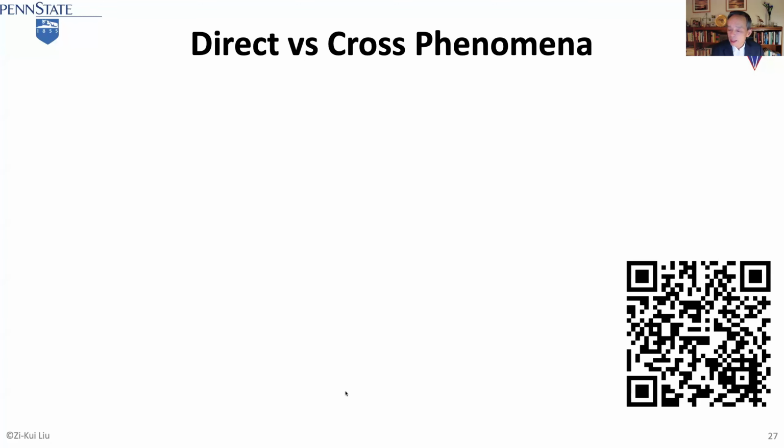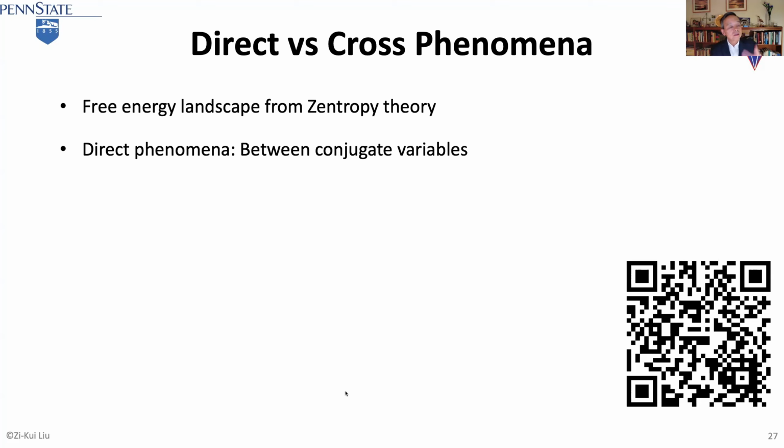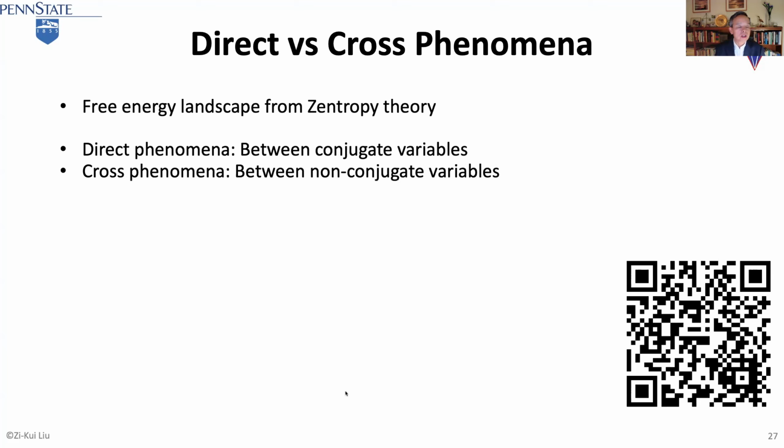Okay, so what's the next step? We've got the energy, right? So we get not only free energy, we also get the energy landscape. That means we also get the energy barrier. Then we know something called direct phenomena, which are between the conjugate variables like temperature, entropy, pressure, volume. But often we also get cross phenomena between non-conjugate variables.